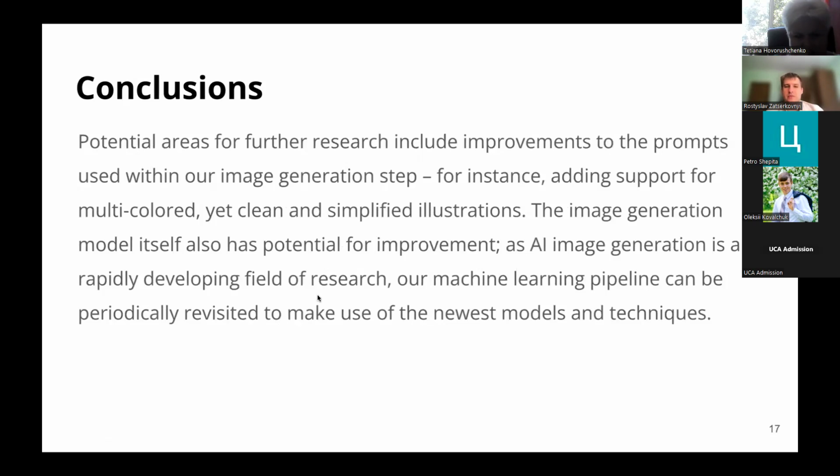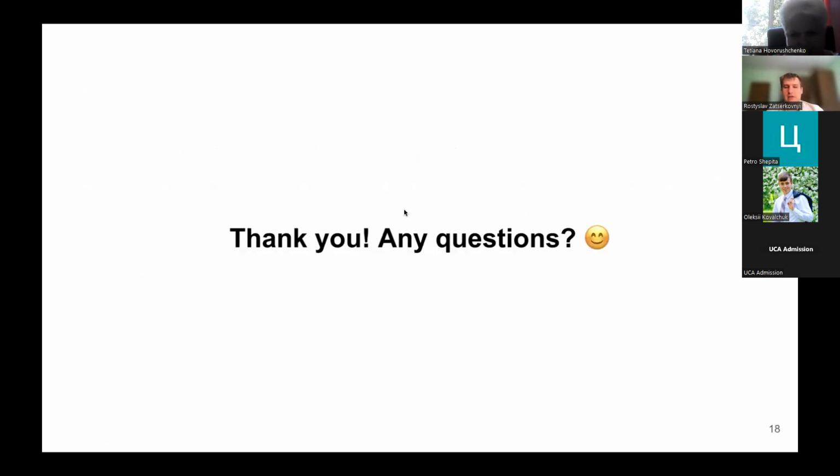And potential areas for improvement include improvements to the prompts used within our image generation step, as well as the image generation model itself, as models like this constantly improve and grow. And we are sure that in time, our illustrations will look even better, as our pipeline can be revisited to make use of the latest models and techniques. So this concludes our talk, and I invite you with any questions you might have.